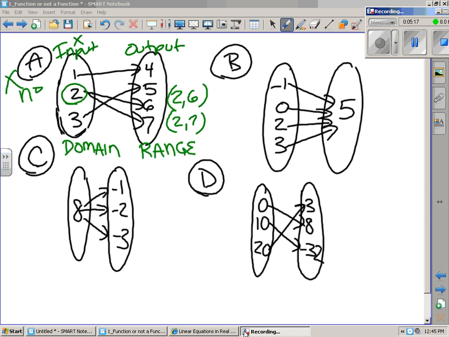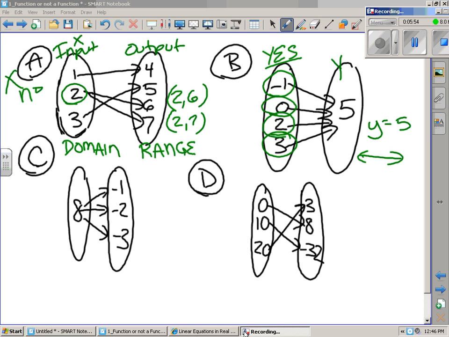In B, each x value has a y value of 5. An input of -1 has an output of y of 5. An input of 0 has an output of 5. An input of 2 has an output of 5. An input of 3 has an output of 5. And this is a function because every input only has one output. For -1, there's only one output, 5. There's no other output for -1. So this is a function.